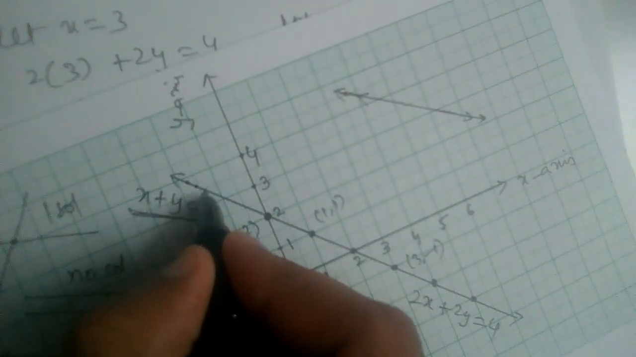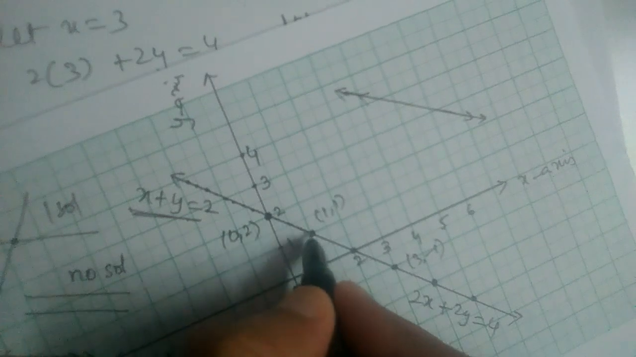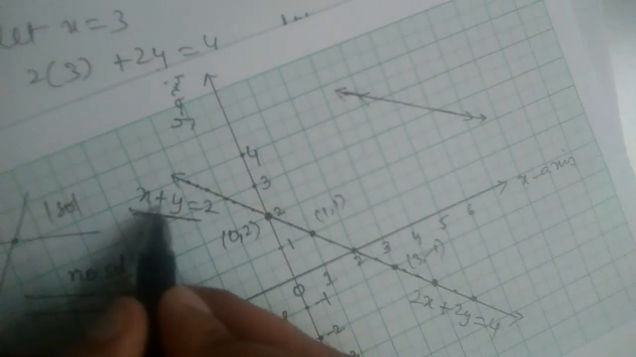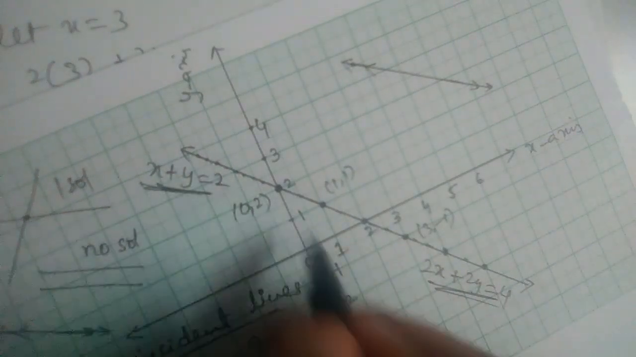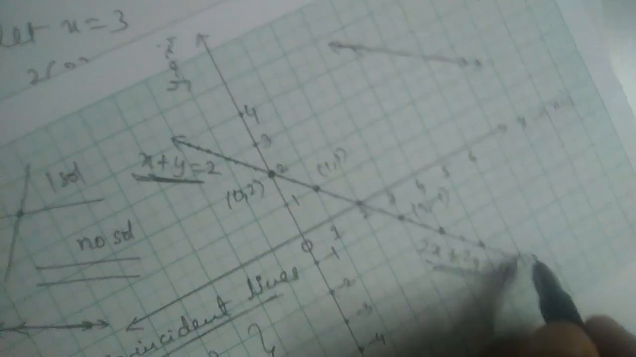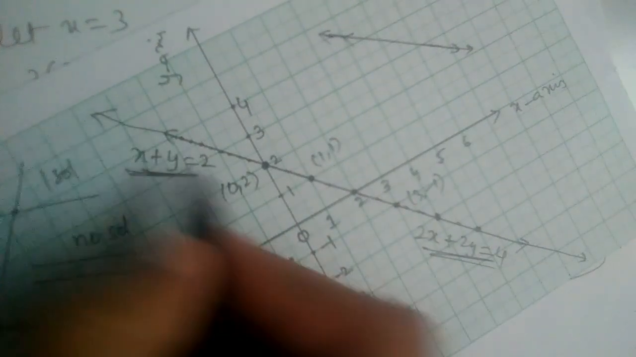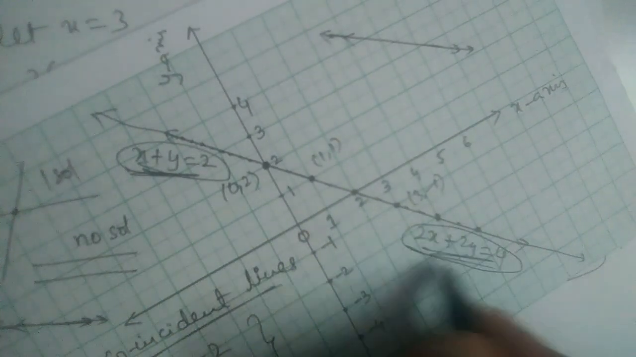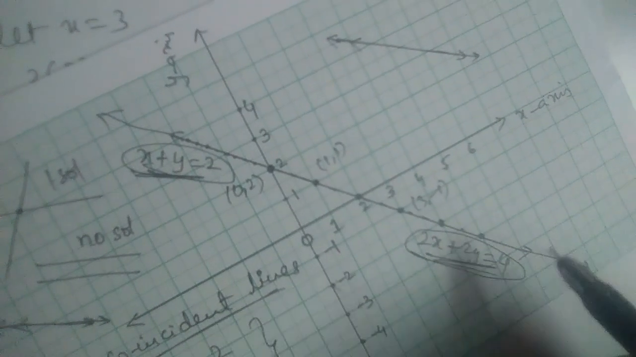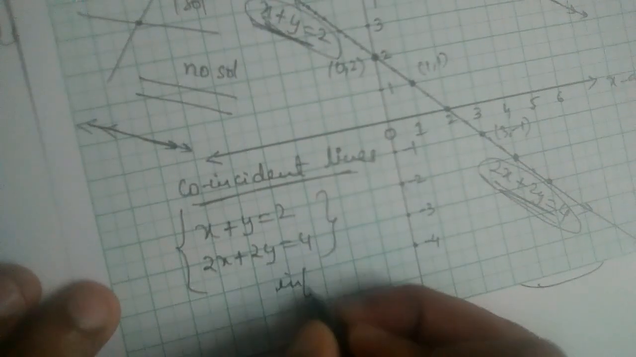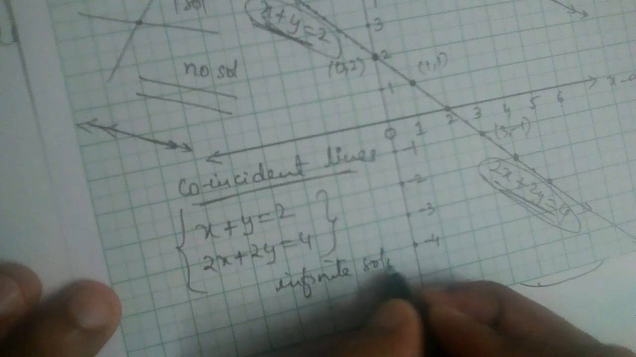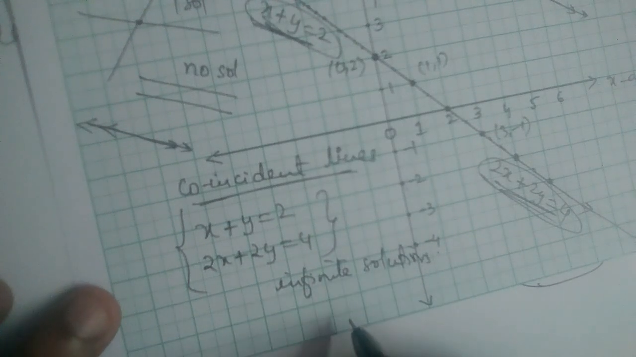That means every point which is lying on this x plus y is equal to 2 will also lie on 2x plus 2y is equal to 4. That point will satisfy both the equations, right? So like this, how many points will satisfy? How many points are there on this straight line? If we extend, it will go on, right? We'll have infinite points on this and we'll have infinite points on this line also. So every point will be an intersecting point, right? So there are infinite solutions for this. For coincident lines we'll have infinite solutions.